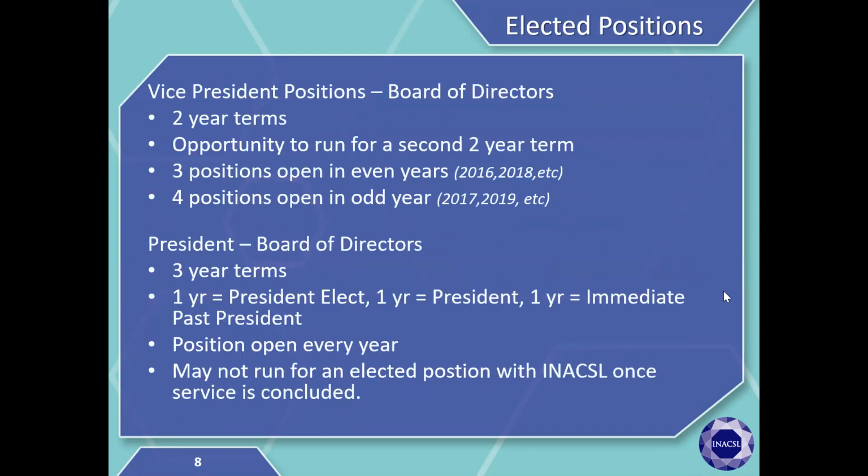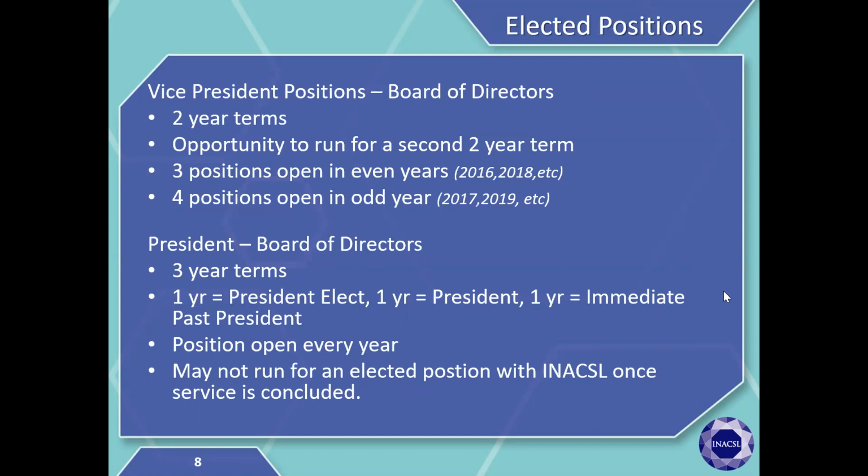The other elected positions we have are with the Board of Directors. And these I broke down into 2 different specific categories. One is the vice president positions, which are all 2-year positions. People can run for an additional 2-year term, but they're not guaranteed the opportunity to serve. That is dependent upon the will of the membership, and that is expressed in the election results.